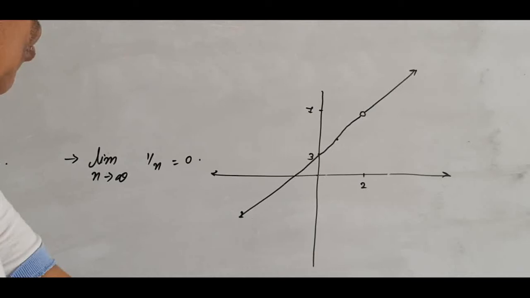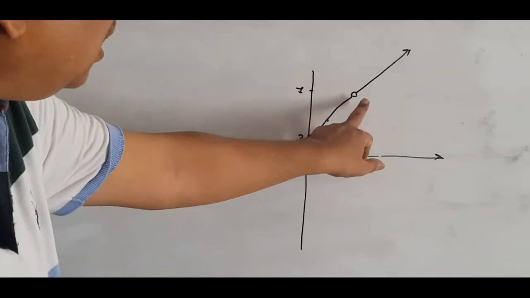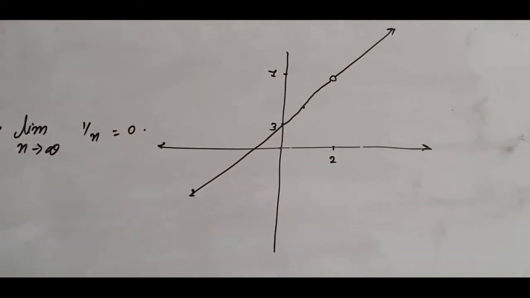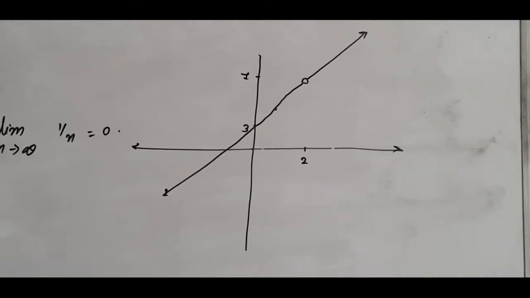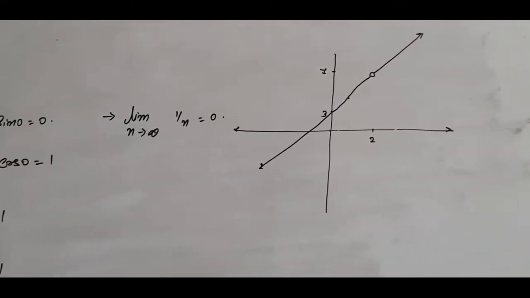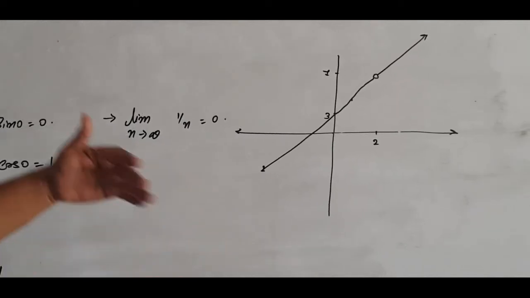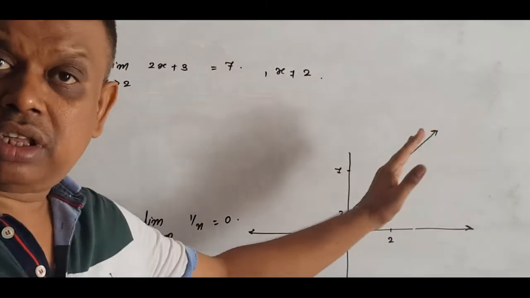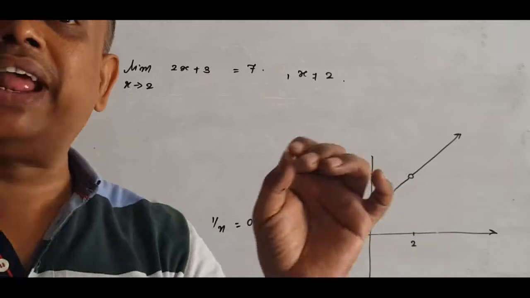But see here, if you see the nature of the curve, it breaks at a point x is equal to 2. So that's why this function is not a continuous function. Understood? So this is the story of the limit of a function for which we find the limit of a function that is not continuous. The graph will not be a straight, unbreakable line.